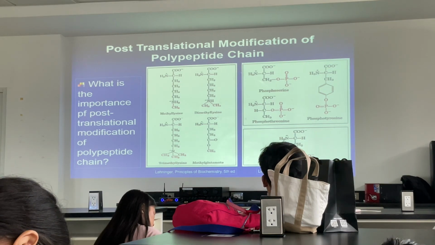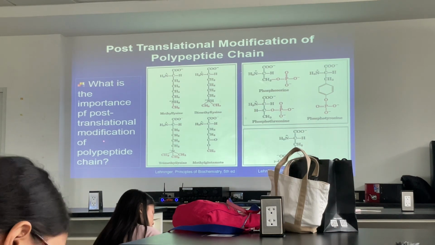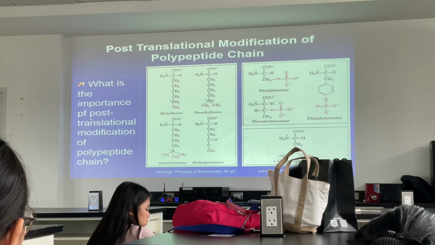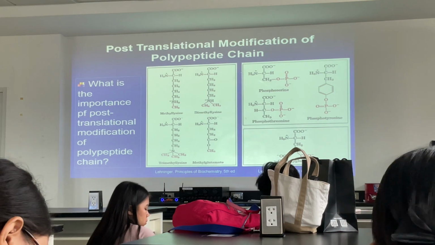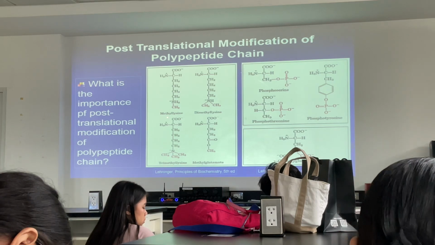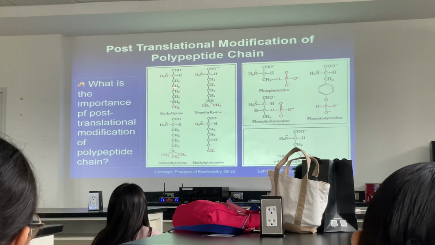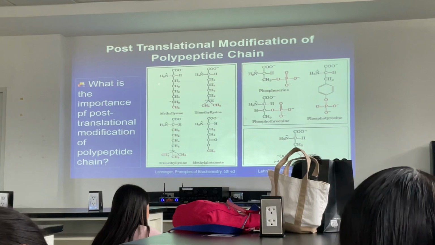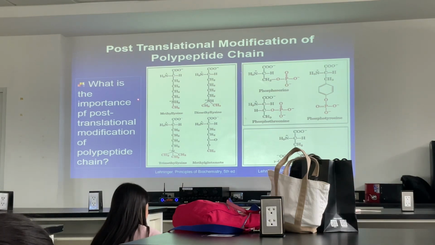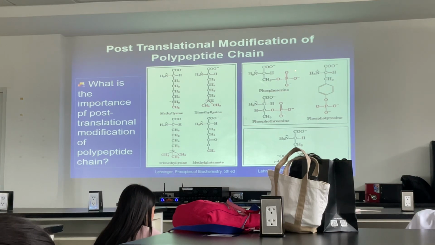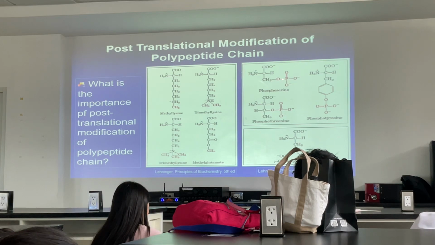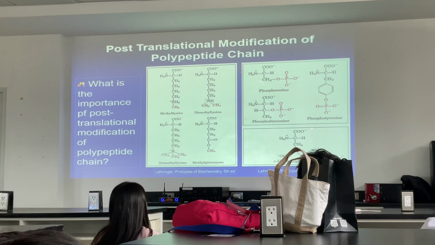So what are the different types of modifications that will occur on the protein molecule after it has been released from the ribosome? One, methyl groups can be attached to certain amino acids in the protein molecule. Or a phosphoryl group can be attached to certain amino acids in the protein molecule, or a carboxyl group will be attached.